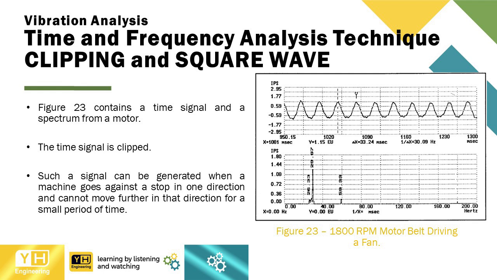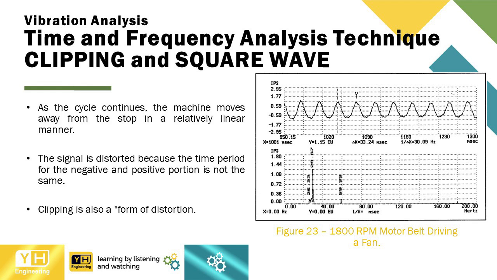Such a signal can be generated when a machine goes against a stop in one direction and cannot move further in that direction for a small period of time. As the cycle continues, the machine moves away from the stop in a relatively linear manner. The signal is distorted because the time period for the negative and positive portion is not the same. Clipping is also a form of distortion.